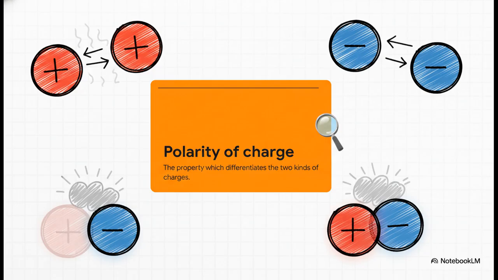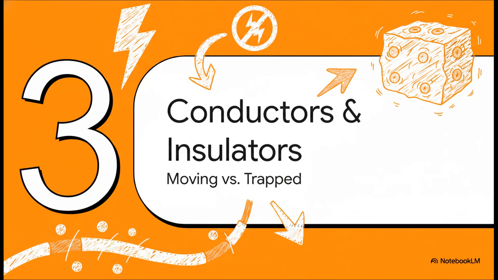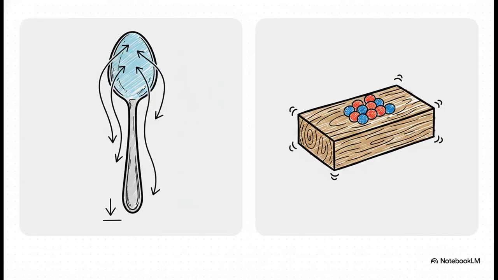But what happens if they actually touch? Well, bringing these oppositely charged bodies into contact neutralizes or nullifies their effect entirely. The charges essentially just cancel each other out. Which leads us perfectly into Section 3, Conductors and Insulators, or moving versus trapped charges. Knowing how charges interact naturally makes you wonder what happens when they hit different materials, right?